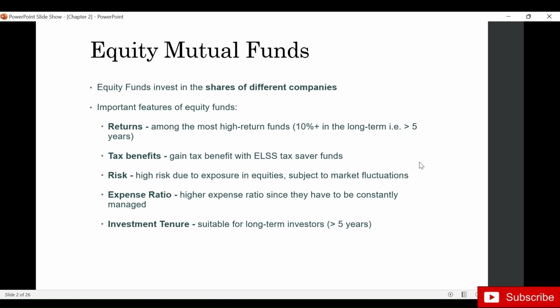The third important feature is risk. Because equity mutual funds have exposure in equities, the risk is high in this particular category and it is also subject to a lot of market fluctuations.